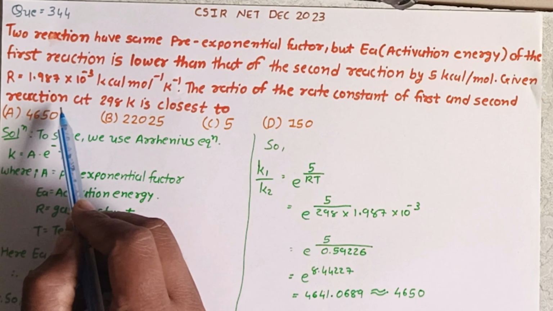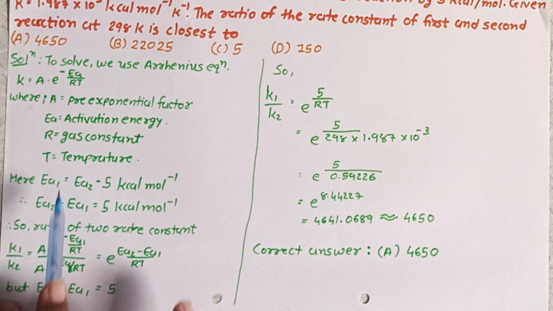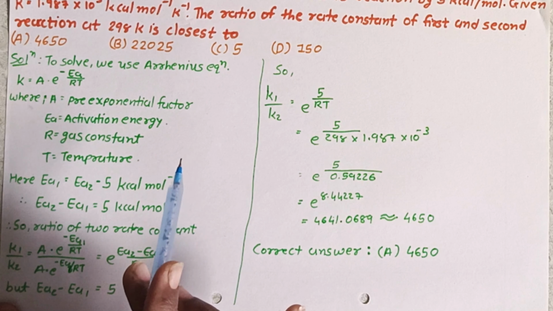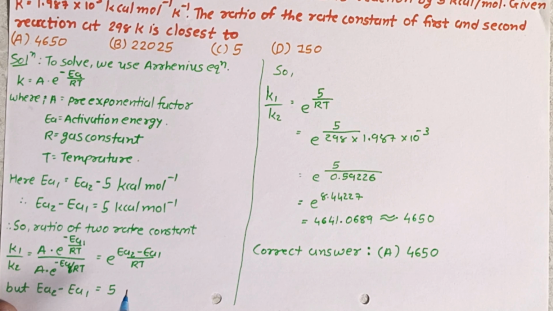So the ratio of the two rate constants K1 and K2 is equal to A into e raised to minus Ea1 upon RT, divided by A into e raised to minus Ea2 upon RT. Here the pre-exponential factor A of the first and second reaction is the same, so A cancels out. We can write e raised to (Ea2 minus Ea1) upon RT, but Ea2 minus Ea1 is equal to 5.